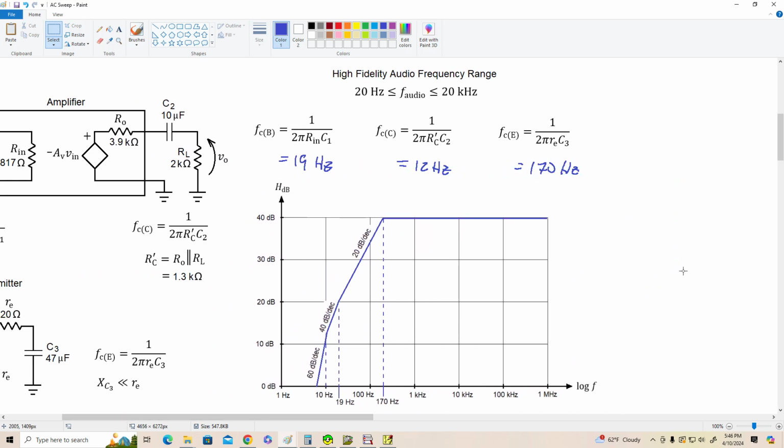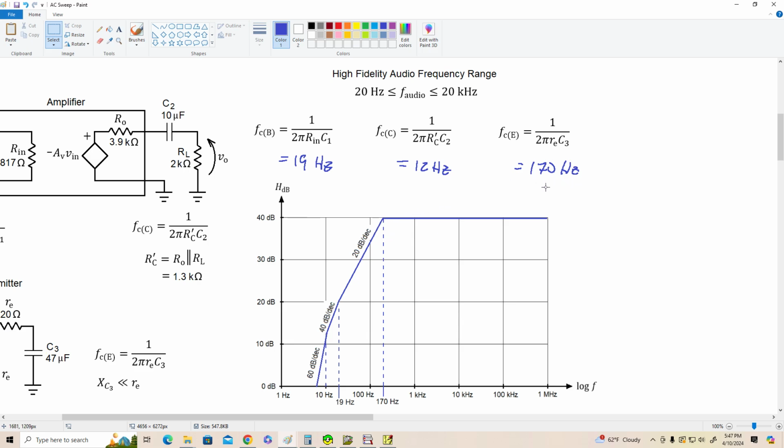Notice that in the pass band, the gain of the amplifier is about 40 dB, and as we lower our frequency, when we hit about 170 Hertz, the gain starts to roll off at 20 dB per decade. When we hit the next corner frequency, 19 Hertz, it starts rolling off at 40 dB per decade. Then finally around 10 or 12 Hertz, it's rolling off at 60 dB per decade. But the one that matters most is the first one that we hit, and that's the emitter bypass limit here.